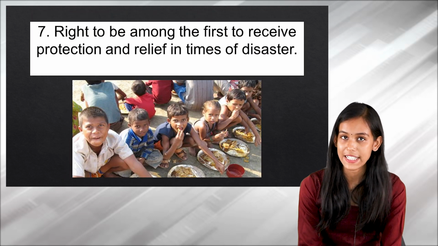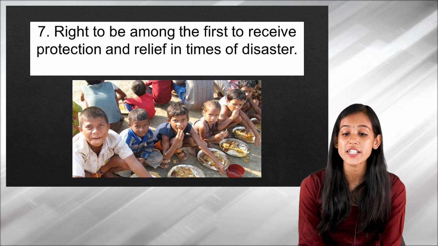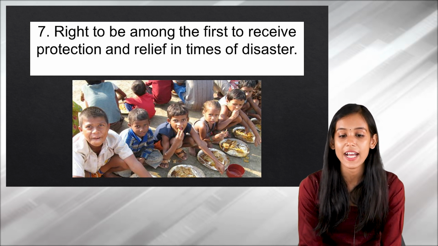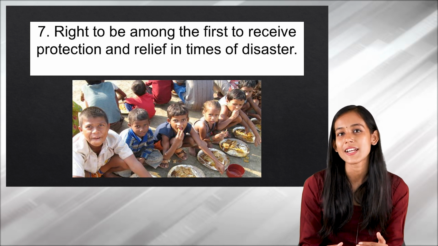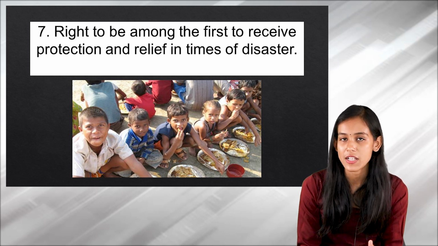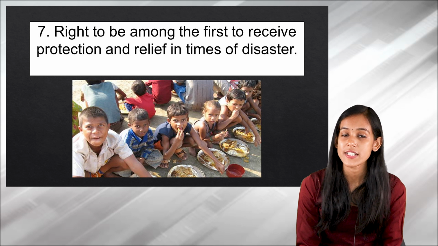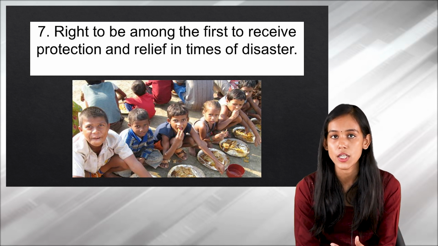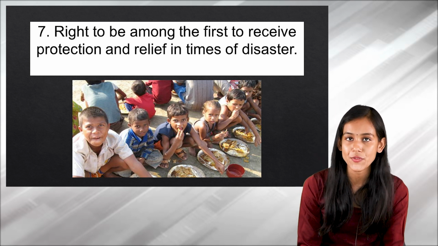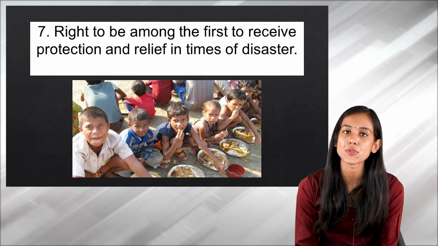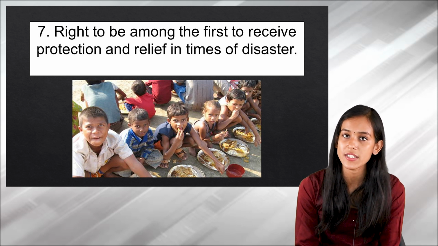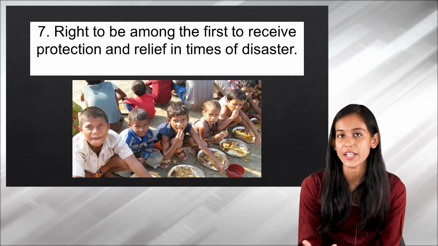The seventh right is the right to be among the first to receive protection and relief in times of disaster. We know that there are different types of disaster, like natural disasters and man-made disasters. Whatever the kind of disaster, the child has the right to be among the first to receive protection and relief.